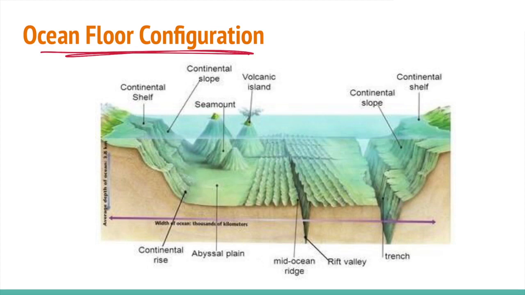Ocean floor configuration. This consists of continental shelf. A continental shelf is a portion of a continent that is submerged under an area of relatively shallow water known as shelf sea.